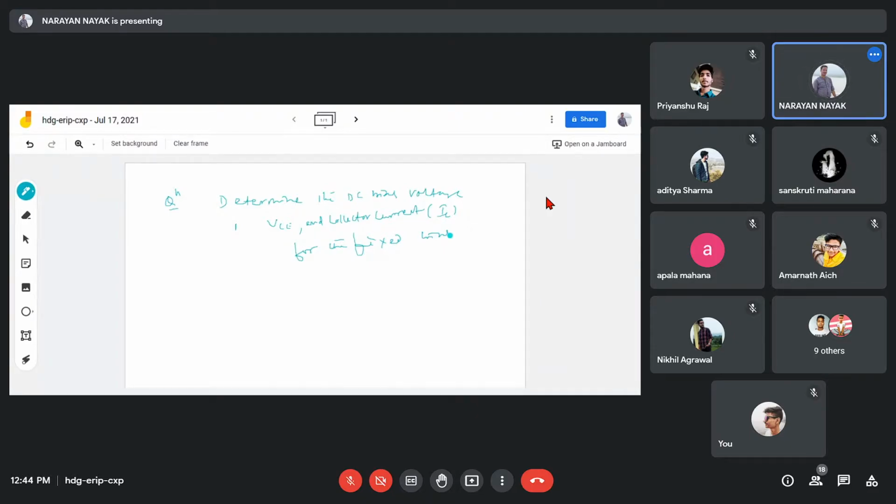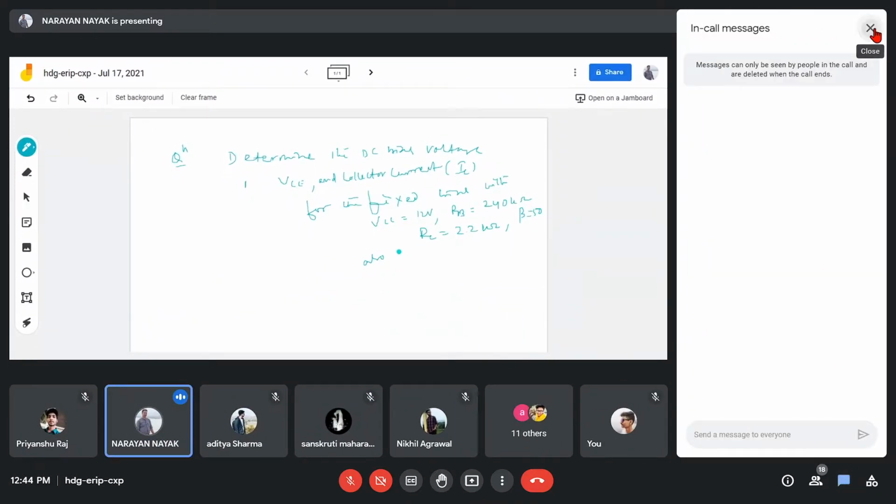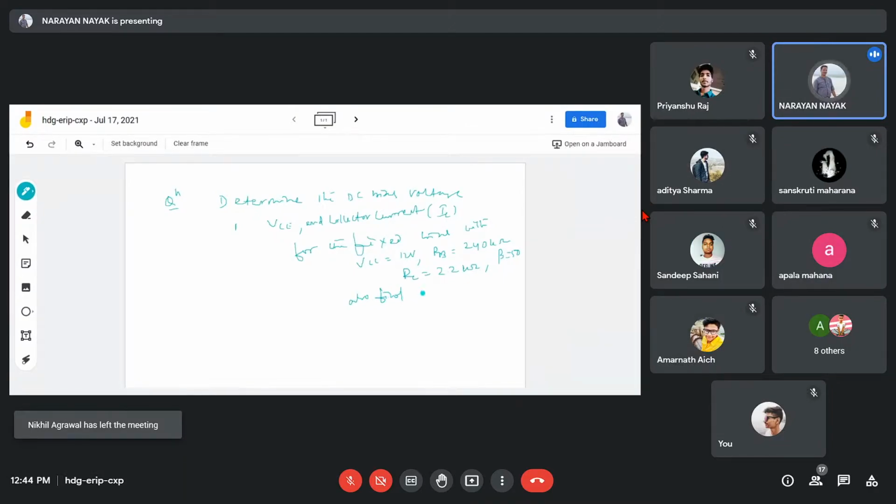with VCC equal to 12 volt, RB equal to 240 kilo ohm, RC equal to 2.2 kilo ohm, beta equal to 50. Also find IB, VC, VB and VBC.